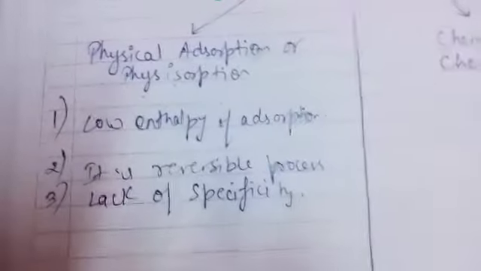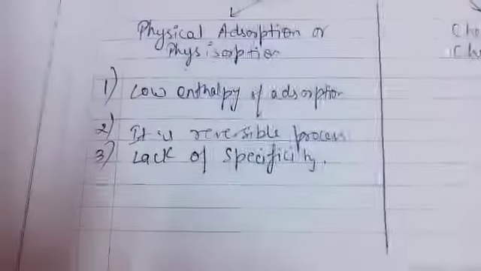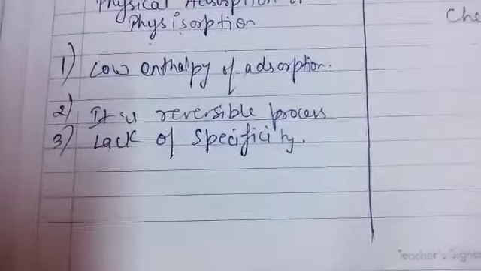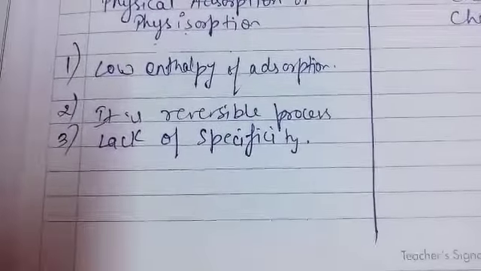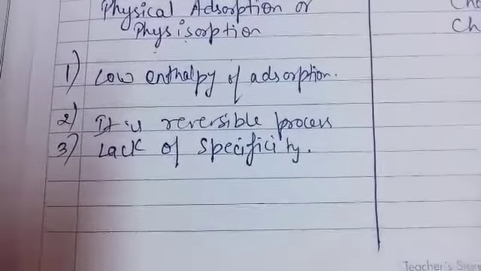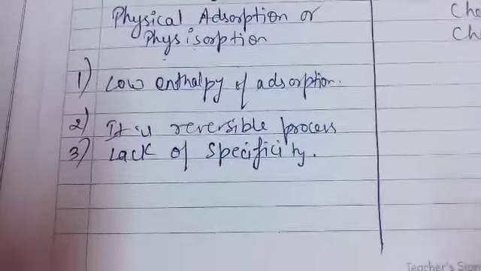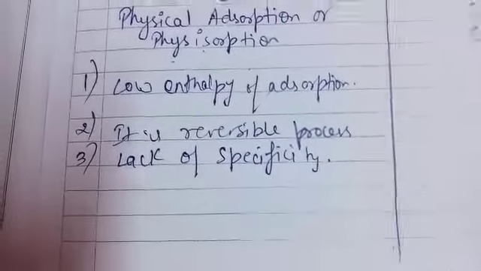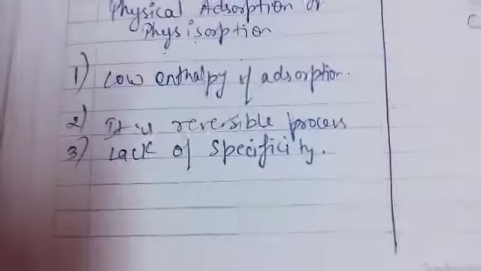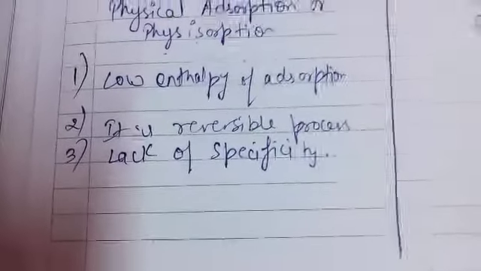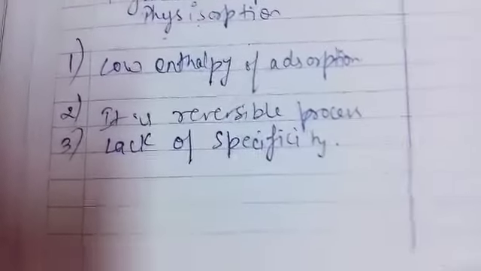Lack of specificity means anything can get adsorbed here. All the gases are adsorbed on all solids to the same extent. No particular specific solid is required, or specific gases, to be adsorbed on the surface of the adsorbent. Now, the next thing: the process is exothermic, therefore physical adsorption occurs readily at low temperature and decreases with increase in temperature.